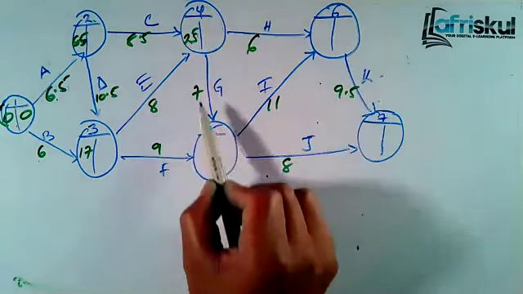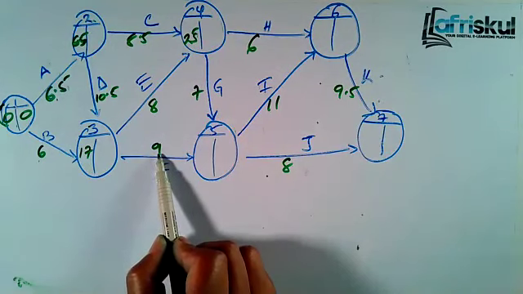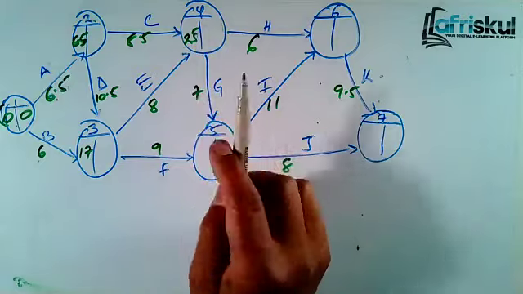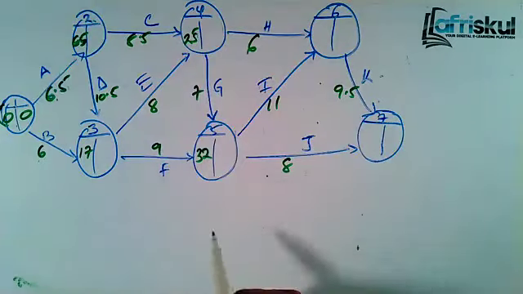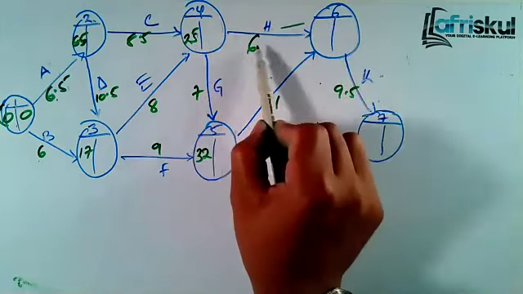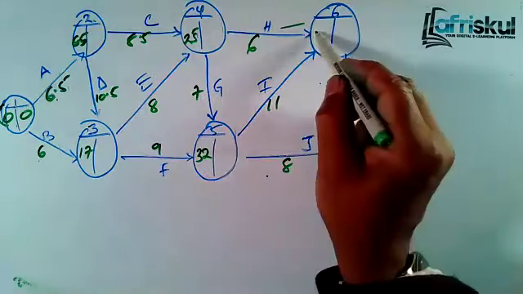From 4, we go to 5. 5 has 2 incoming variables. You take the highest. 17 plus 9, you get 26. 25 plus 7, you get 32. So the highest is 32. From 5, we go to 6. 6 has 2 incoming variables. 25 plus 6, you get 31. 32 plus 11, you get 43. So the highest is 43.